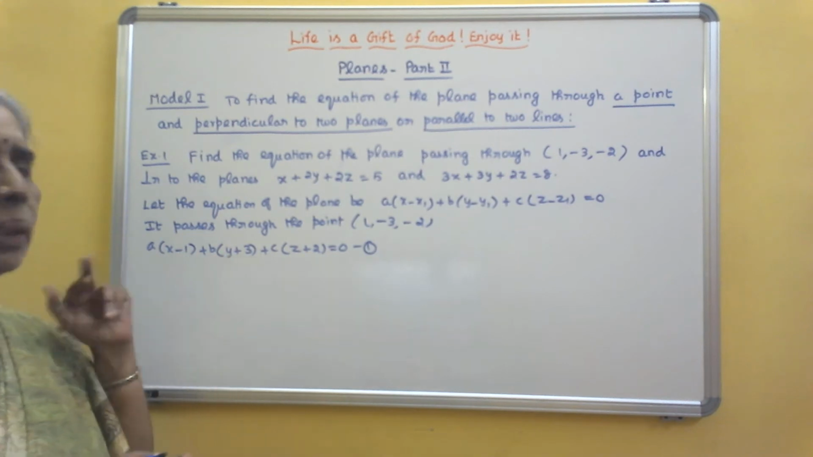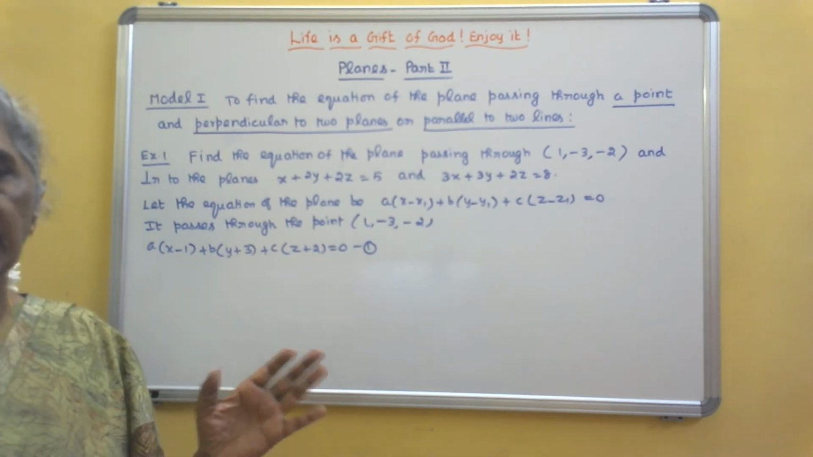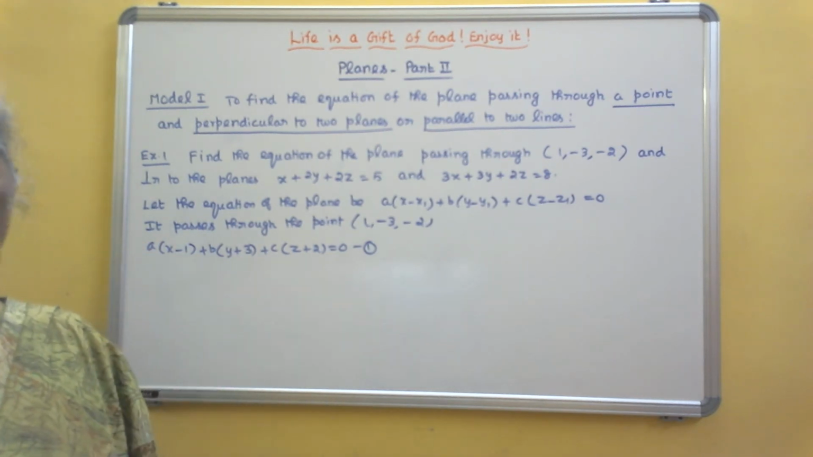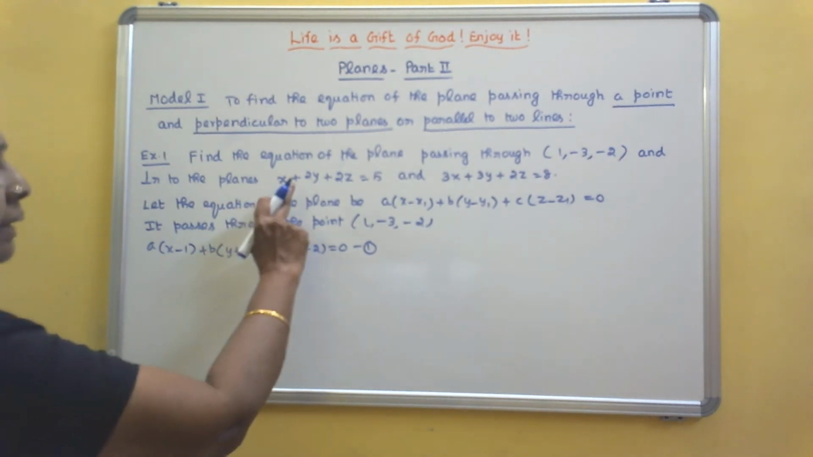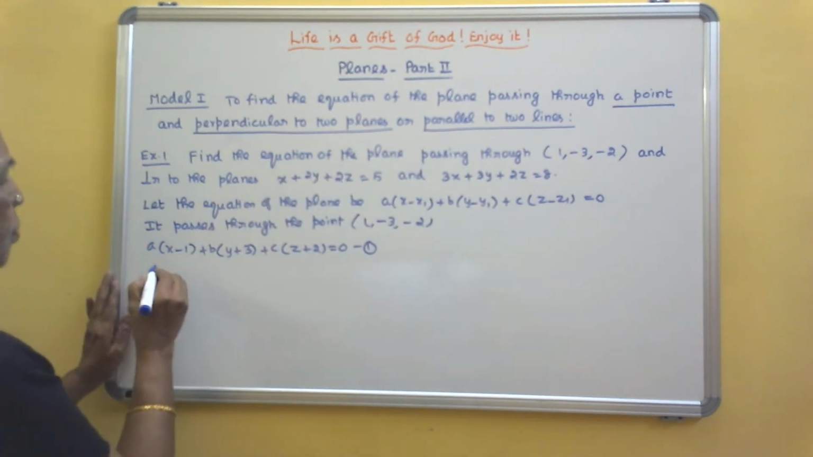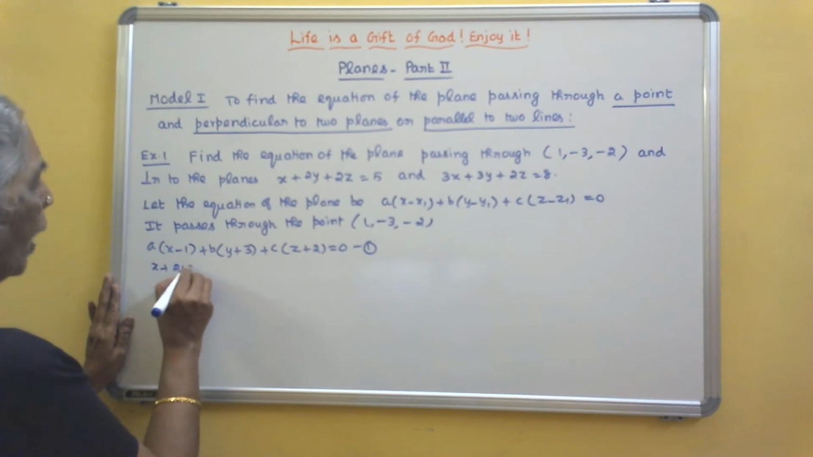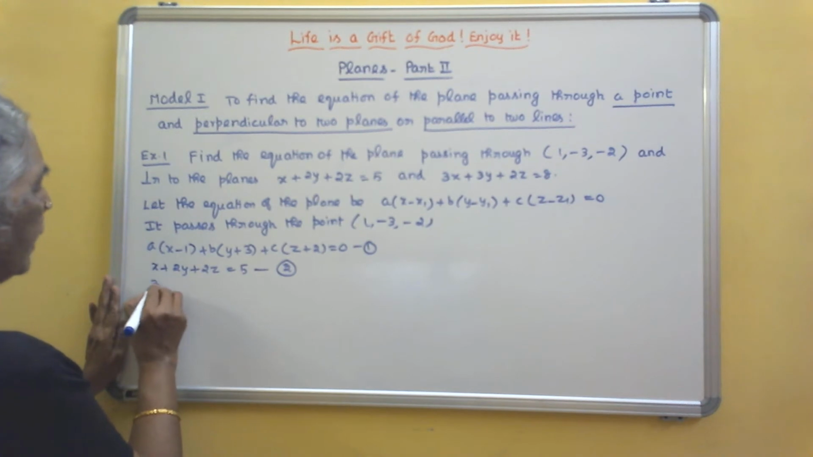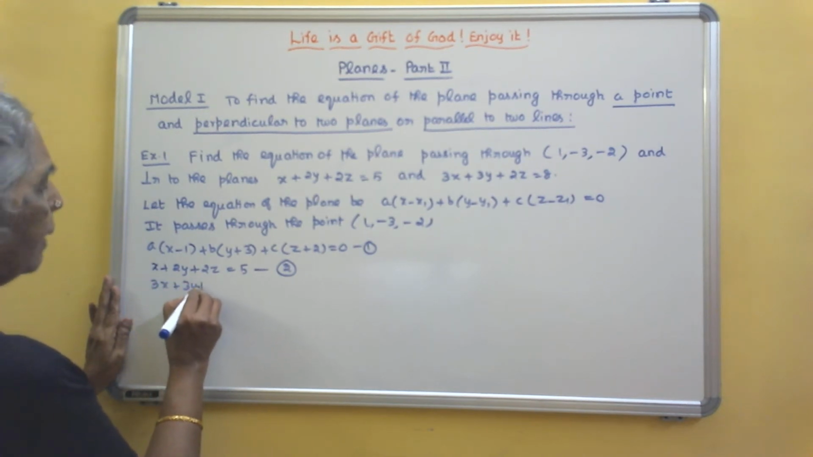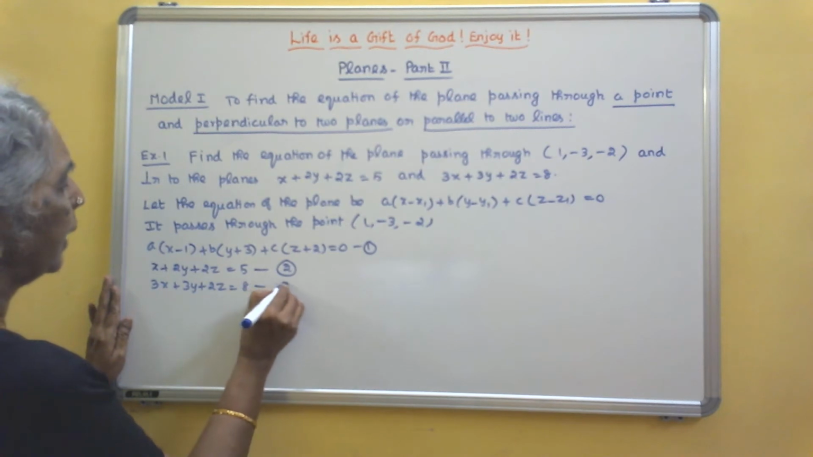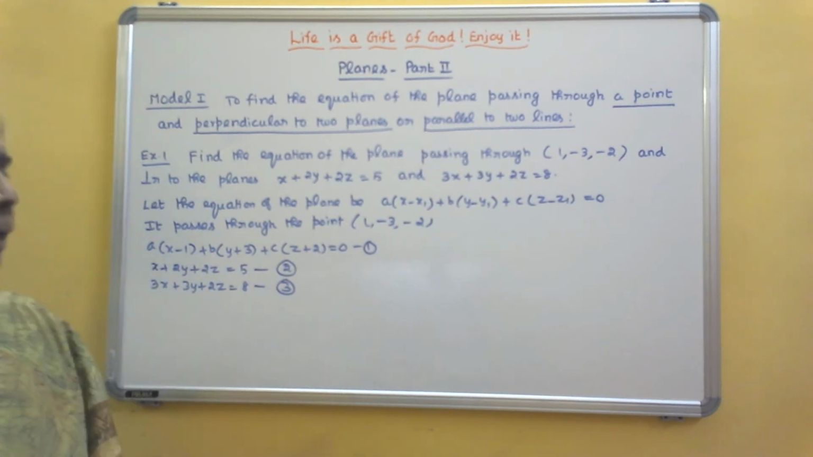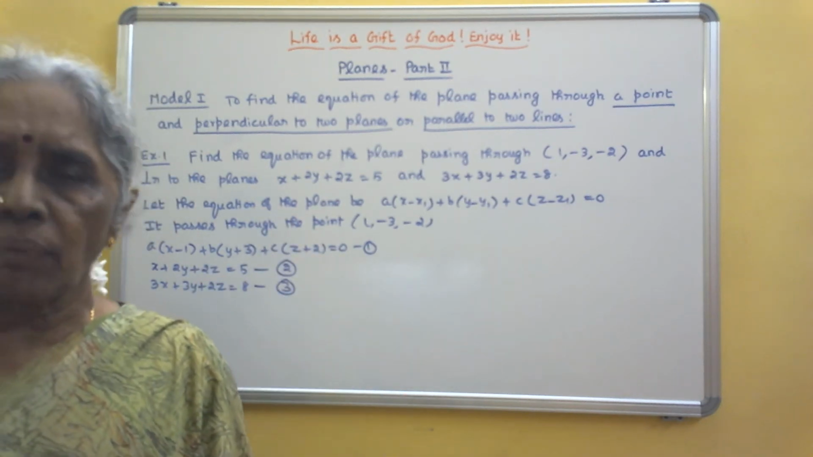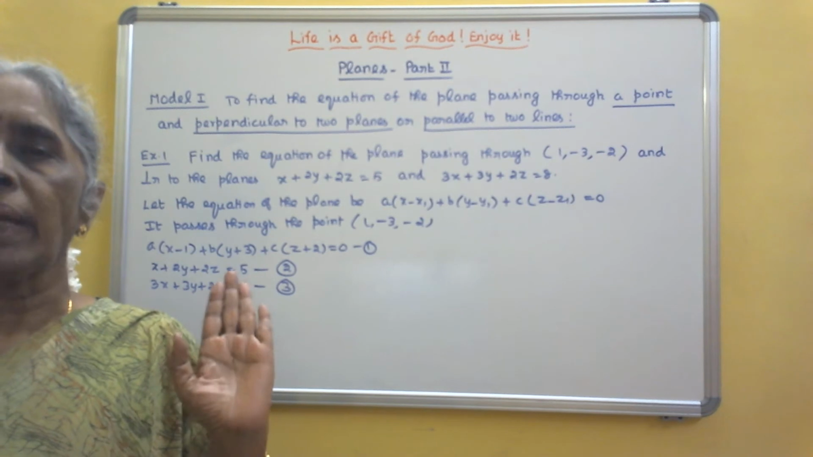Now there are three unknowns, a, b and c. We are going to solve for them using the fact that these planes are perpendicular. So let me write x + 2y + 2z = 5. This is plane 2, and 3x + 3y + 2z = 8. This is plane 3. Plane 1 is what we are going to find out. Plane 2 and plane 3 they have given. They are perpendicular to plane 1.